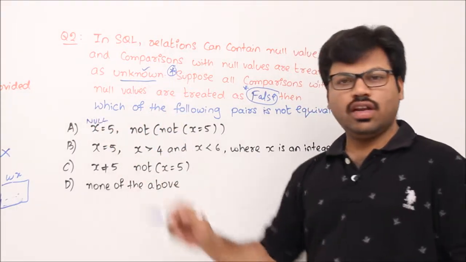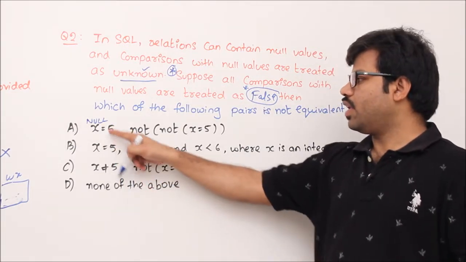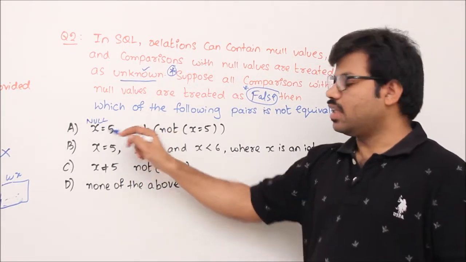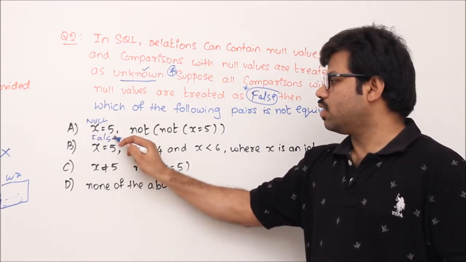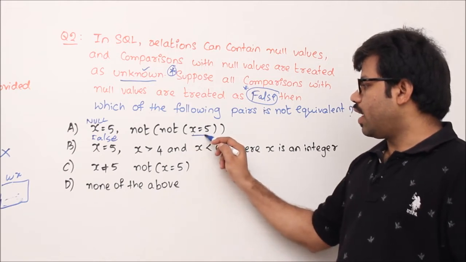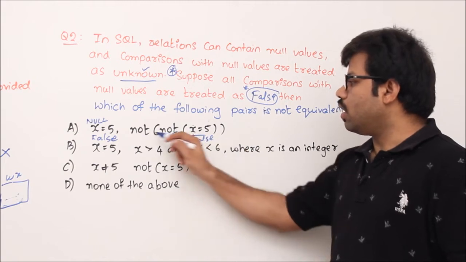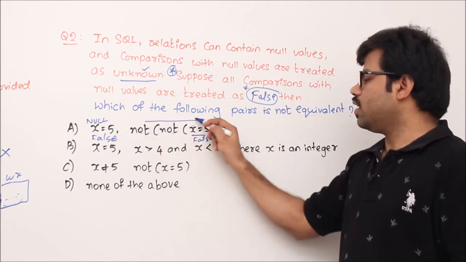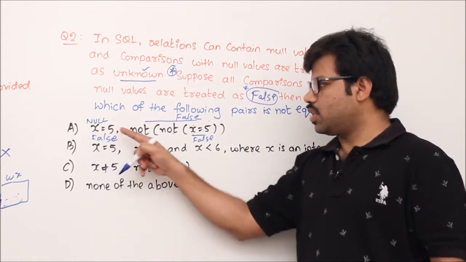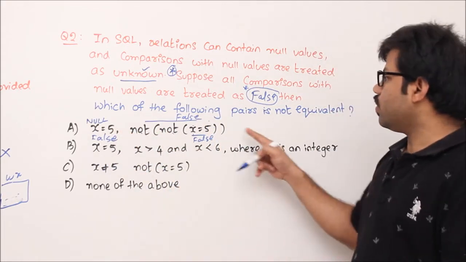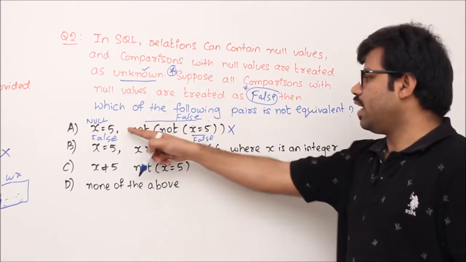Blindly substitute x value null and observe: null equal to 5. Whenever there is a comparison between a null value and some other value, that is treated as false, correct? That is what is given. So this is false. Now for the other one, again null equal to 5 is false; not of false is true; not of true is false. So finally this is also giving false. That means in the presence of null values, these two pairs are the same. We have to find which pair is not equivalent, so this is the wrong option because they are equivalent.